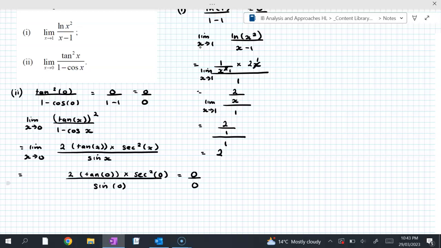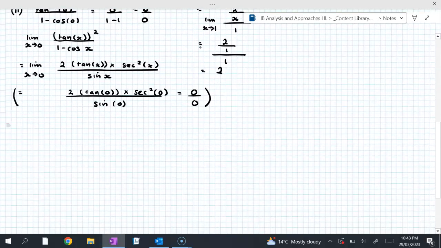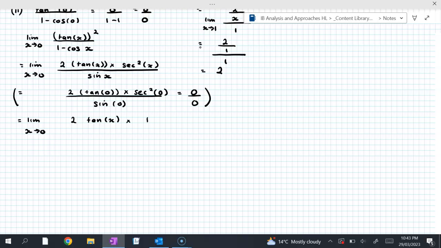And so then what we need to do is we just keep going. We differentiate again. So it's the limit as x goes to 0. Now, the derivative of 2 tan of x. Now sec squared is 1 on cos squared.